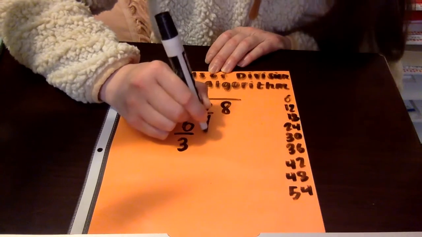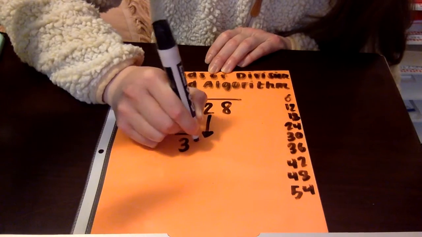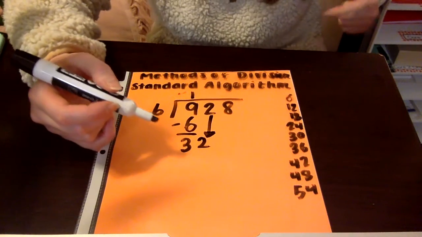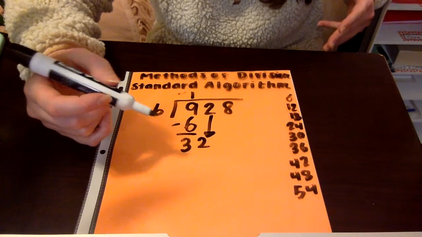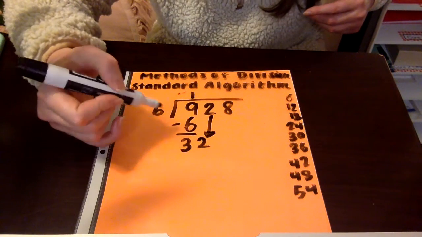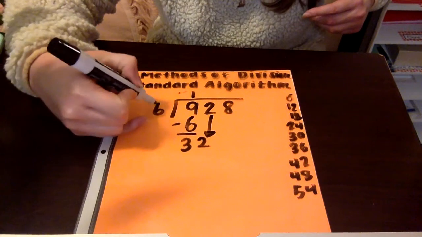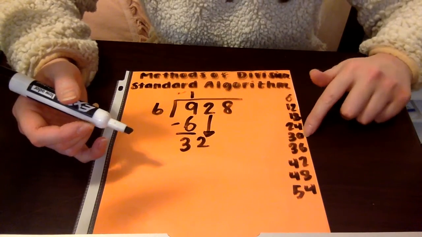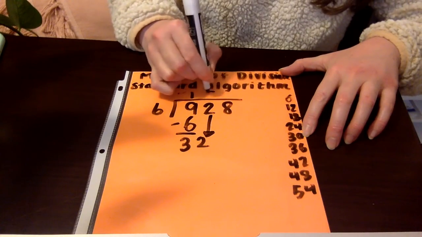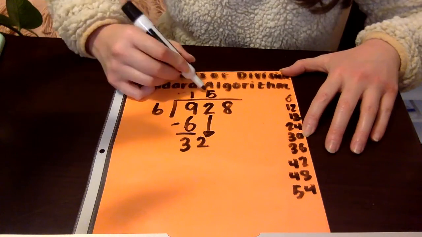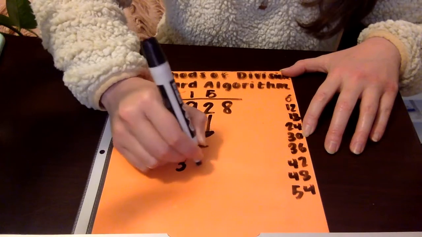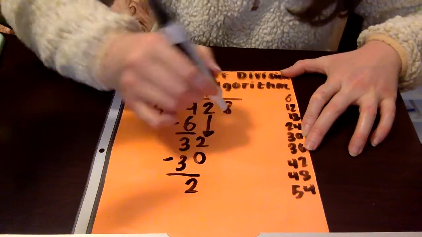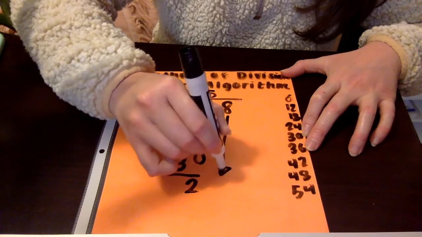And our next step is to bring down the next digit. So that's going to leave us with 32. We've divided, multiplied, subtracted, and brought down the next digit. So we're going to start that all over again, but this time asking ourselves how many times will 6 go into 32? 6 will go into 32 1, 2, 3, 4, 5 times. So we're going to write that right up here above. 5 times 6 is 30. We'll subtract that out. That leaves us with 2, and then we will bring down the next digit.